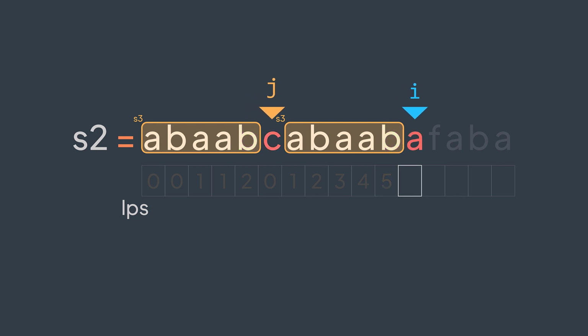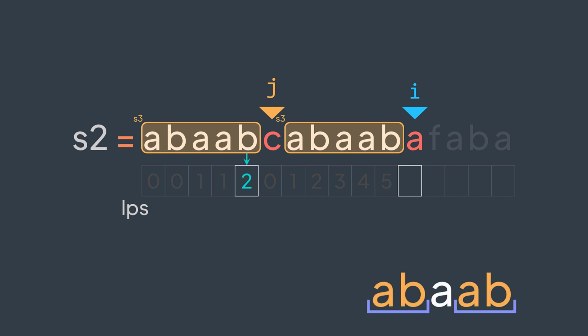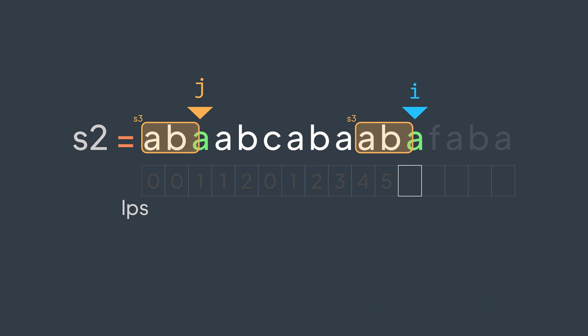Next iteration, here they don't match, we cannot extend. But we don't start again from the beginning, we check the LPS of the path that matched. Here the path that matched is ABAAB, the length of its LPS is 2. We could know it from the array by checking the cell j-1 of the LPS array, which is 2, so we take j to 2. Note that we have no problem finding the LPS of the path that matched because we already computed it. Now s of i and s of j match, we can extend, the LPS is ABA.